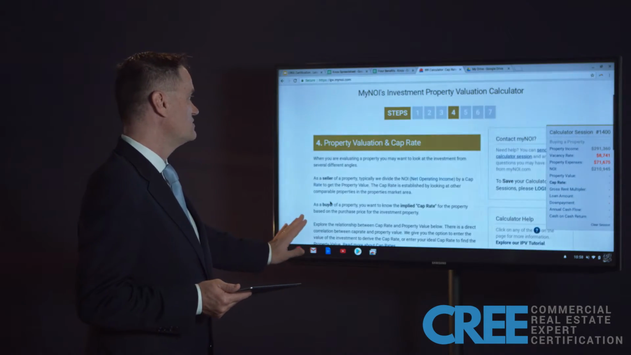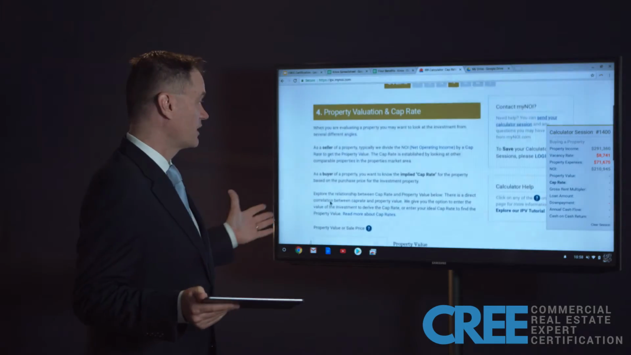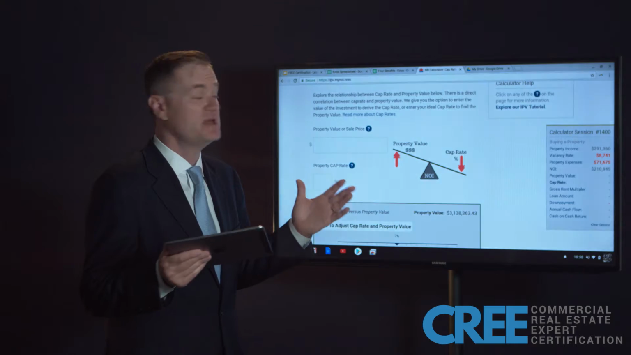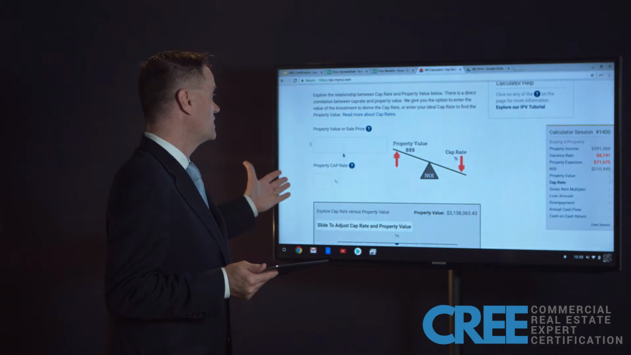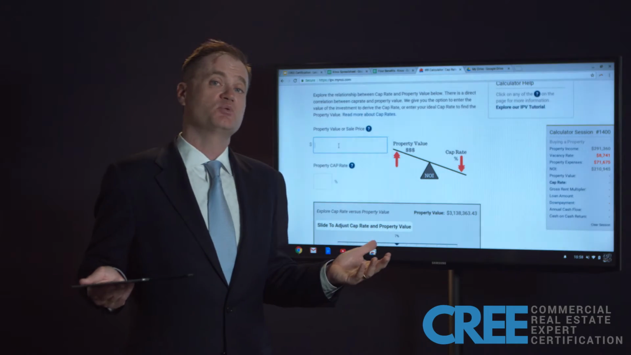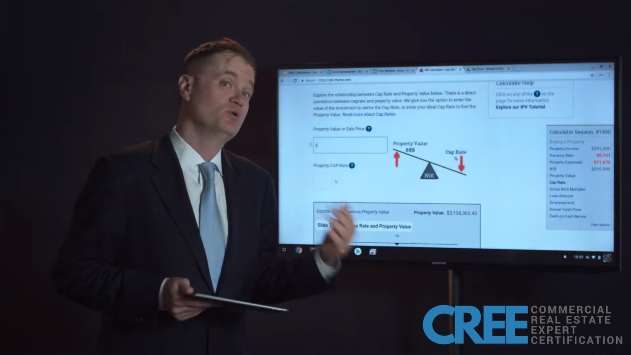So as we do that, we get to step 4 very, very quickly. We've done an entire investment analysis in minutes here. And then we can put in the property sales price. So if we know what we're buying the property for, $4 million, we can put that in.